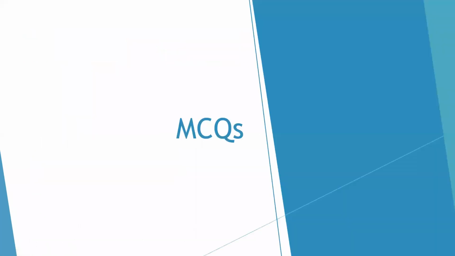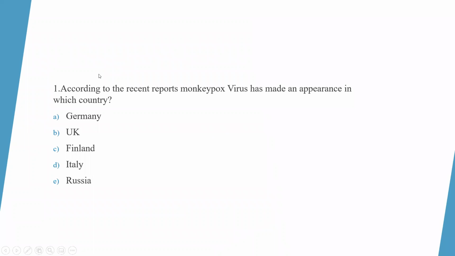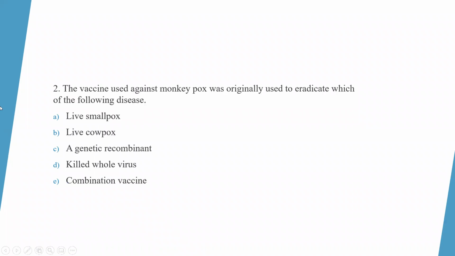So now it's time for the MCQs. According to recent reports of monkeypox, the virus has made a drastic and huge appearance in which of the following countries, causing a lot of trouble: Germany, UK, Finland, Italy, or Russia? Any idea? B. Yes, it's the UK, because a large number of cases have been reported there, and they have also provided guidelines for mass vaccination and post-exposure vaccination.